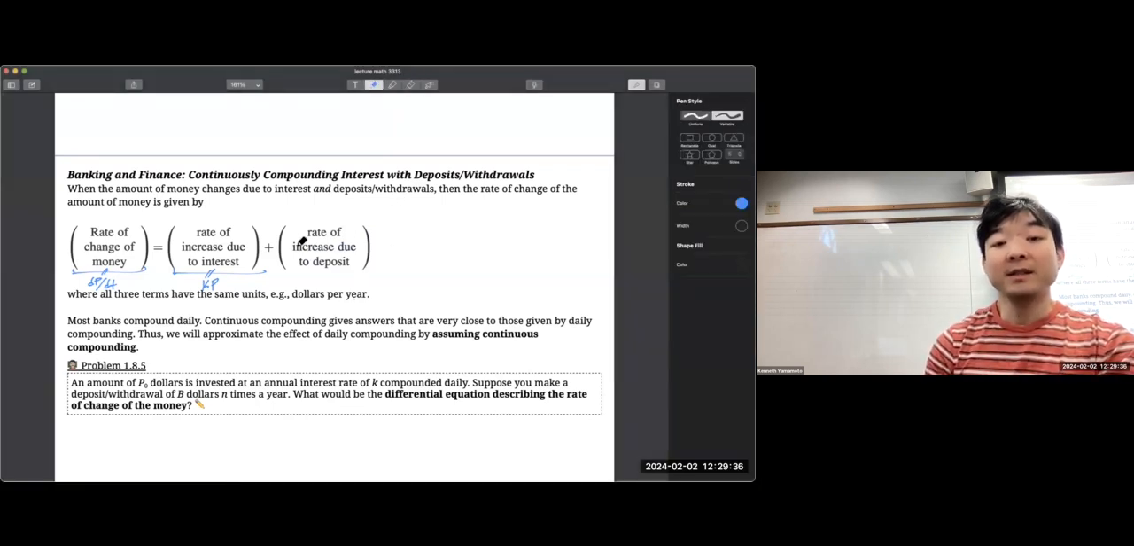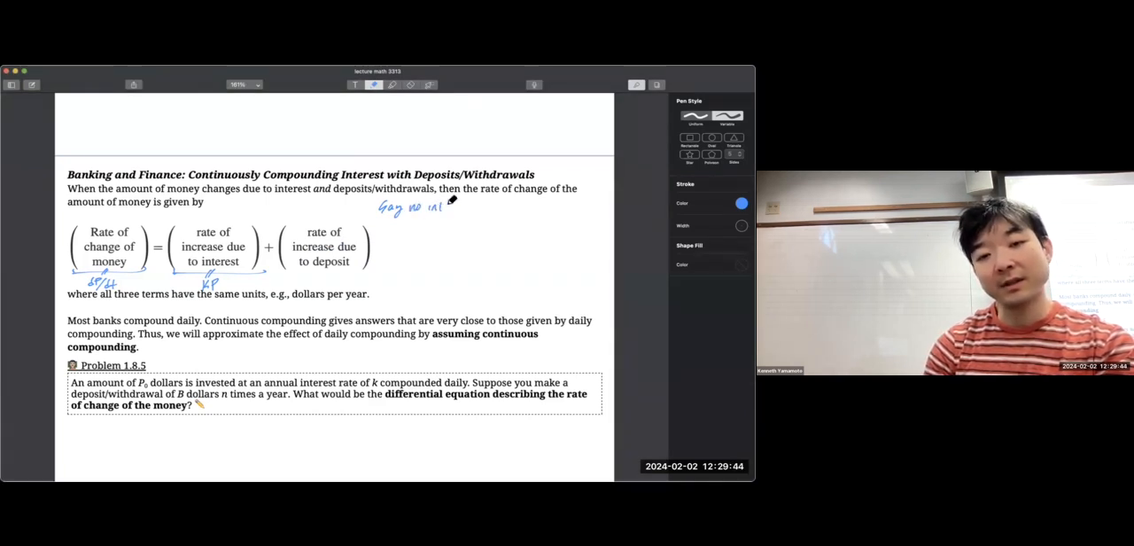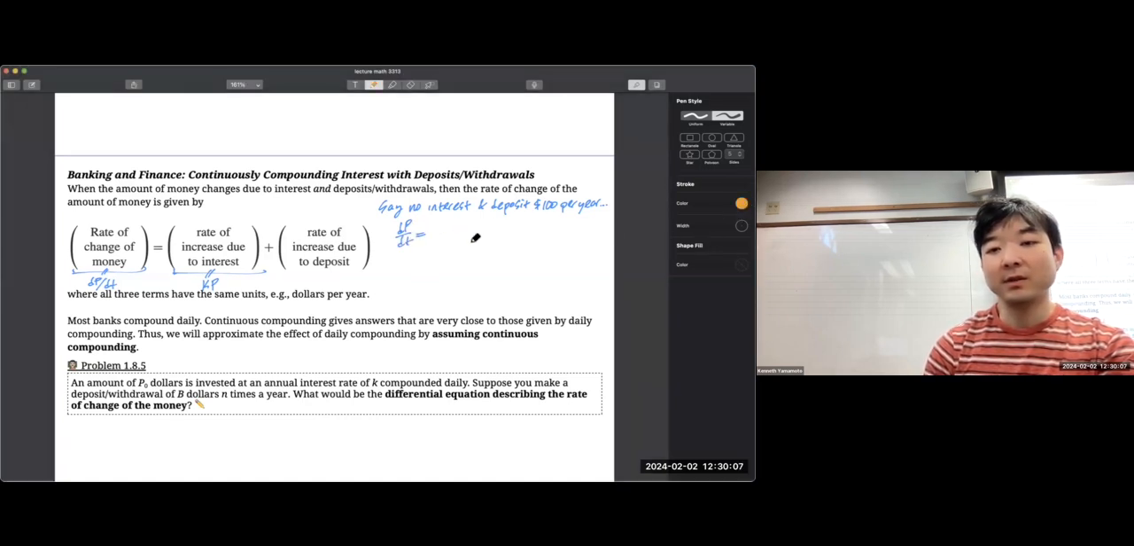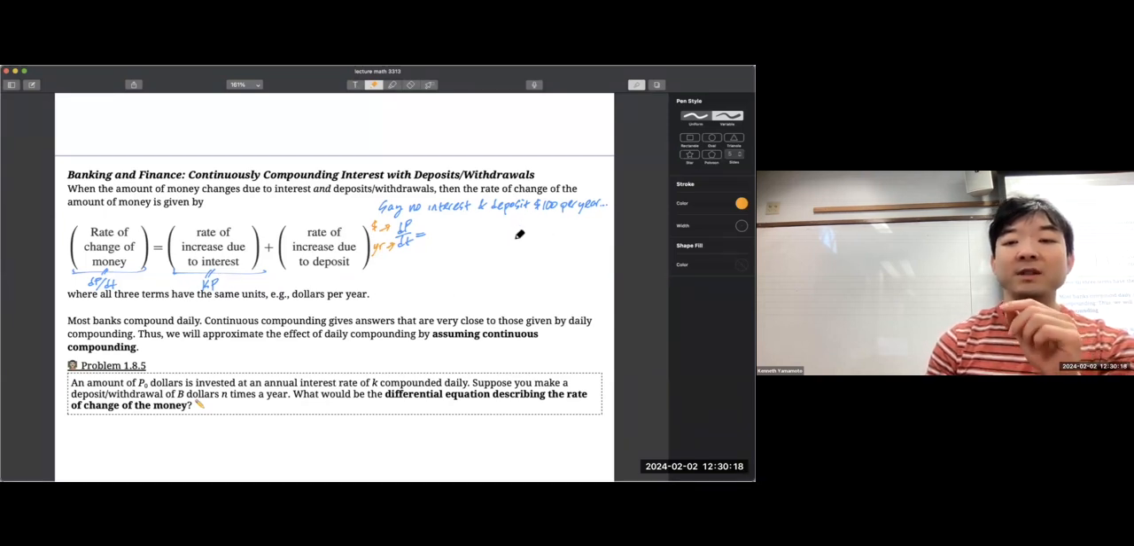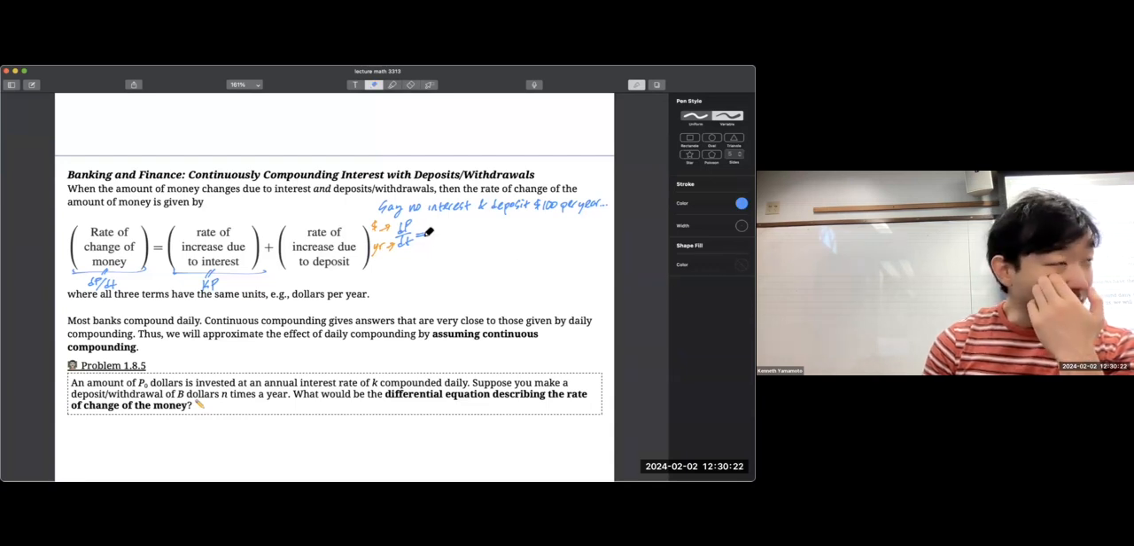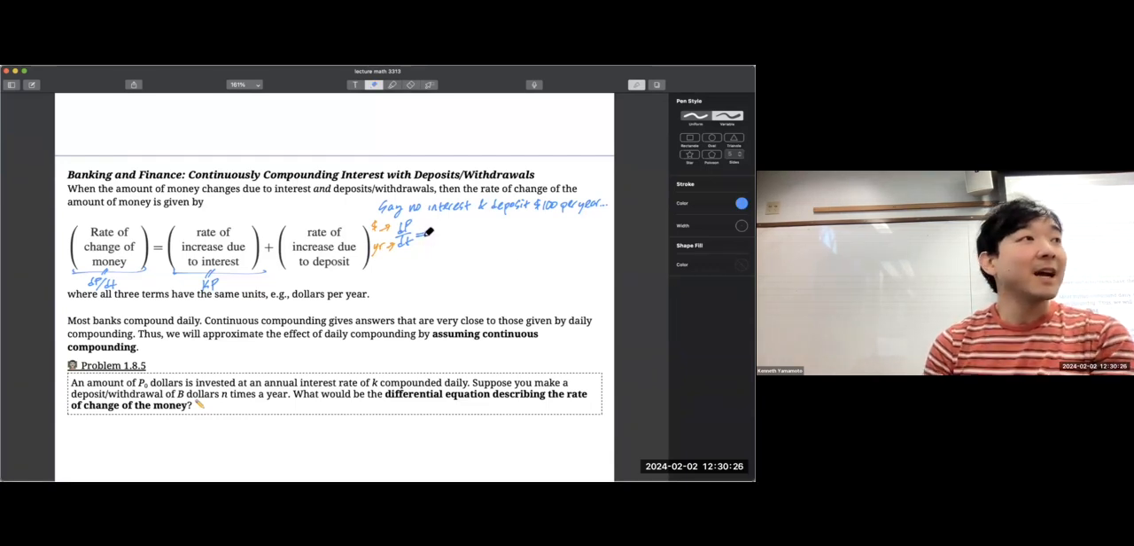So let's say on the side that you have no interest. Let's look at them individually, separately. Say you have no interest and you deposit $100 per year. Let's use units for this: dP is in dollars, and dt is in years. There's no kP, but you just deposit $100 in that year. Your dP over dt is equal to what? How much is your change in money over the year if you're only depositing 100?